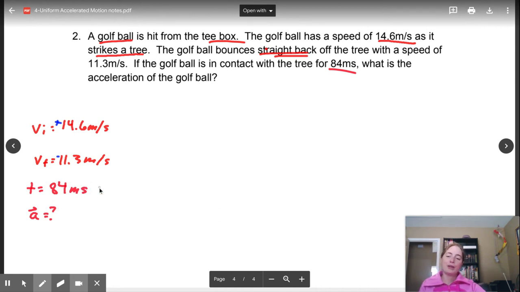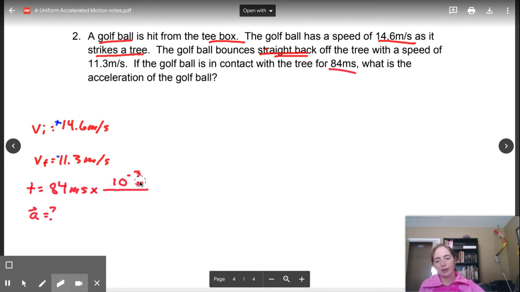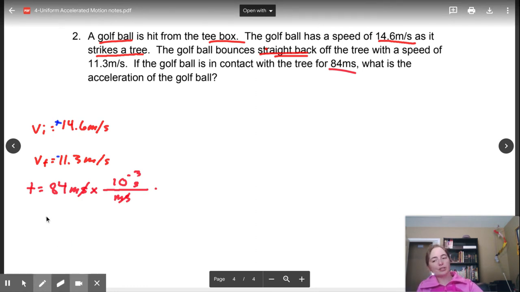So we are going to multiply this by 10 to the power of negative 3 seconds per 1 millisecond. Your milliseconds cancel. You're left with seconds. I'm just going to erase this and write this underneath here. It'll be easier to write. So we're going to have our 8.4 times 10 to the power of negative 2 seconds.